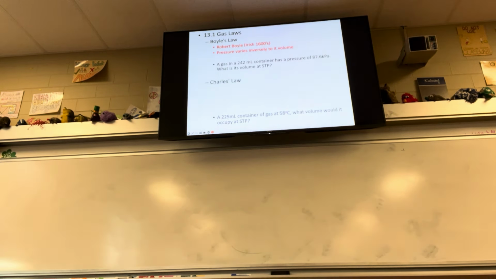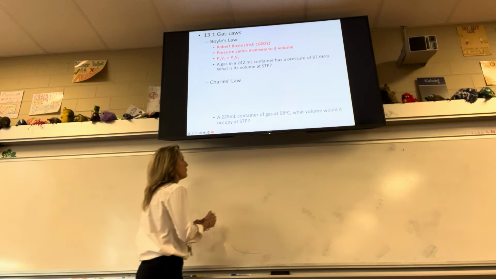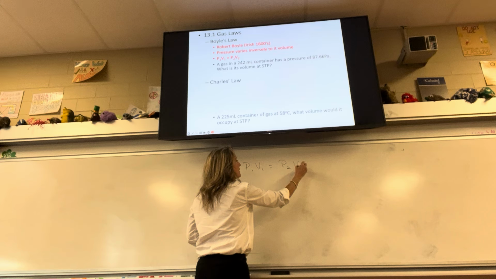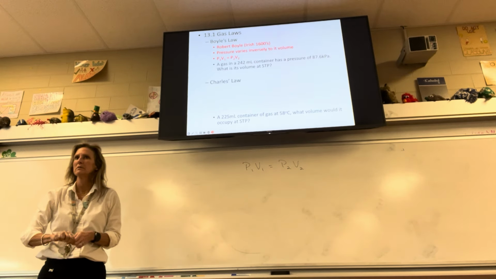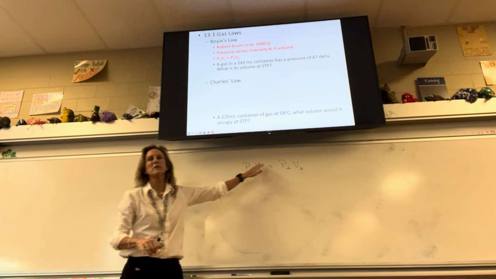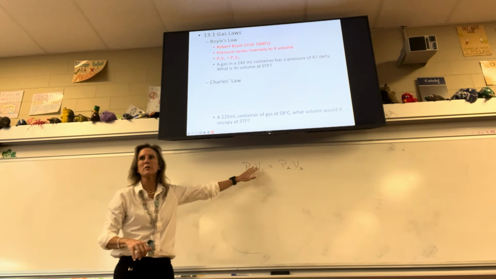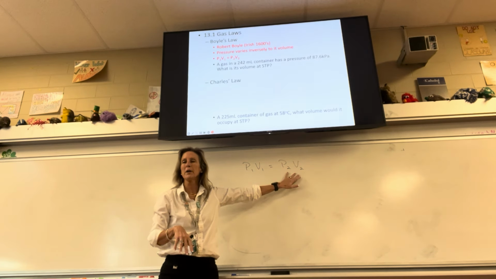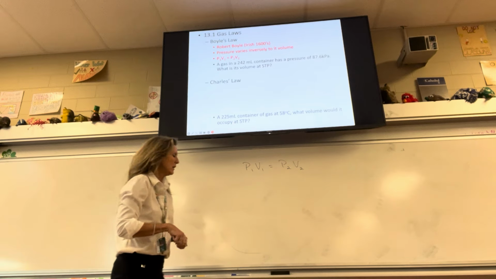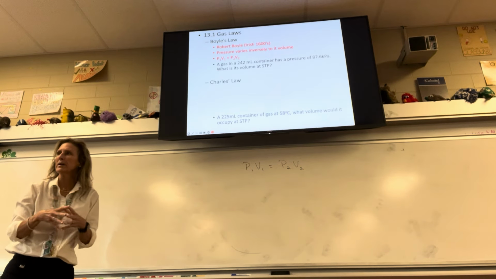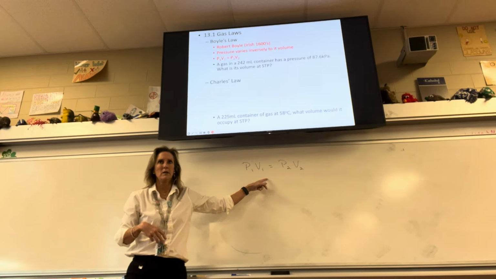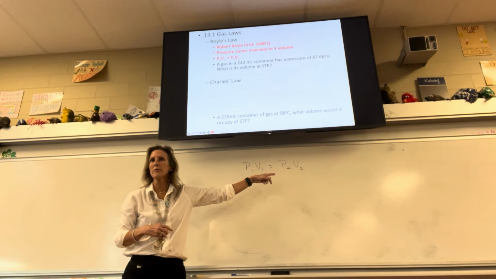If we put that into an equation, what we come up with is P1 times V1 is equal to P2 times V2, where the P's are pressure, the V's are volume. Usually the 1's are the original pressure and volume, and the 2's are the new pressure and volume. As long as we have 3 of these variables, we can plug in the numbers and solve for the 4th.